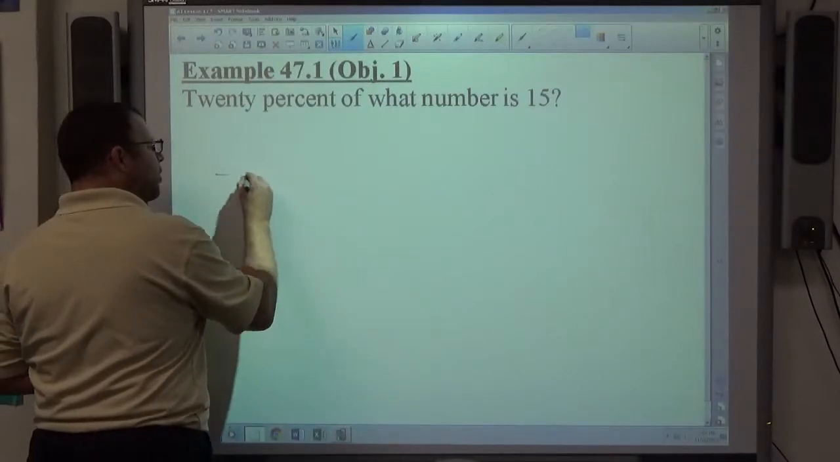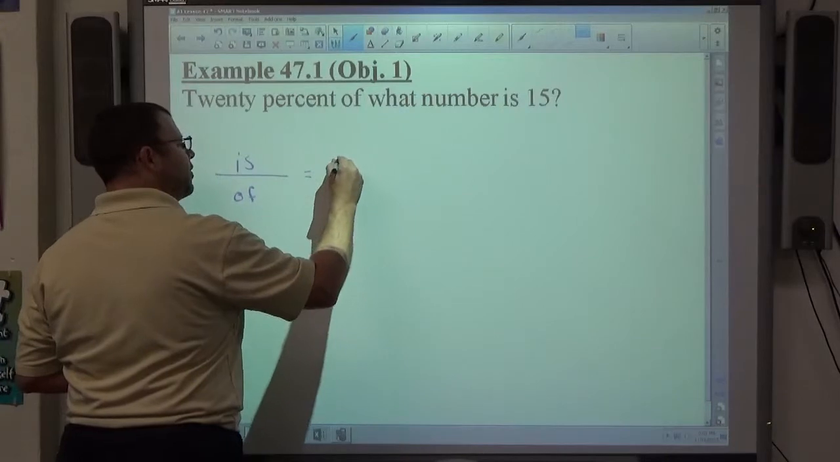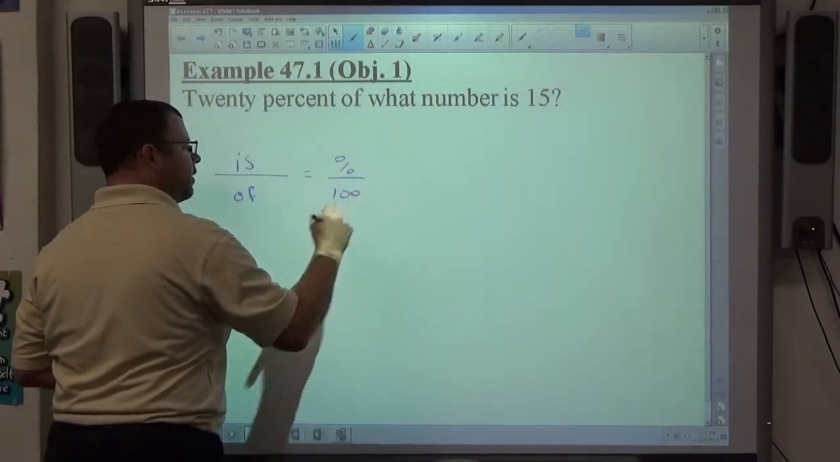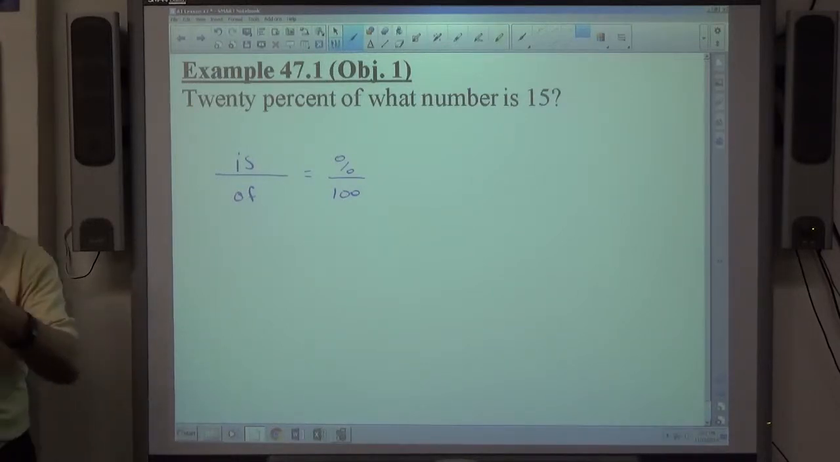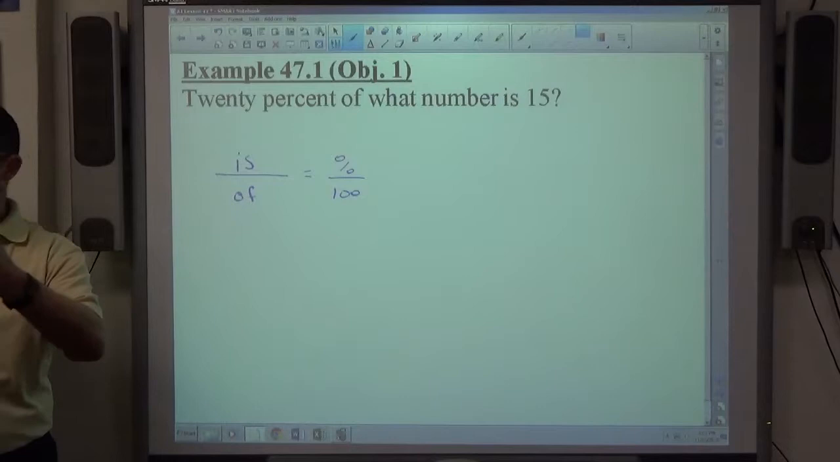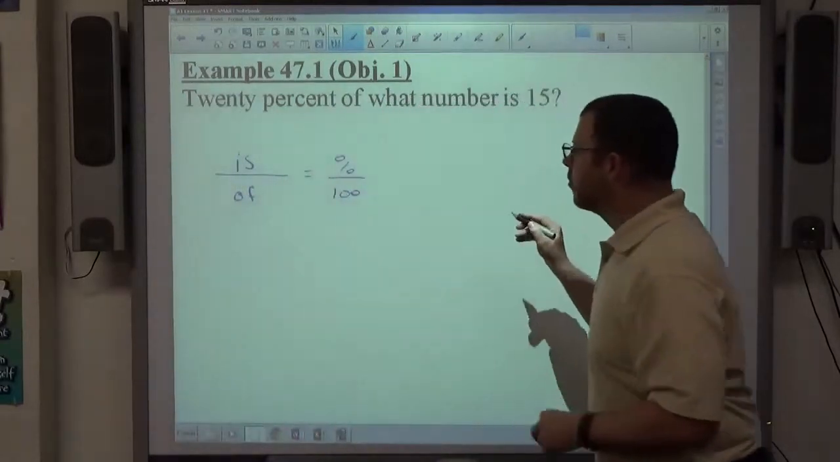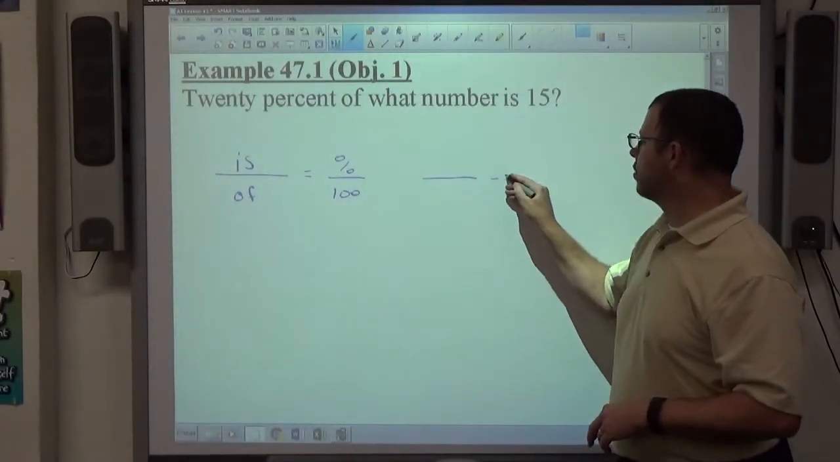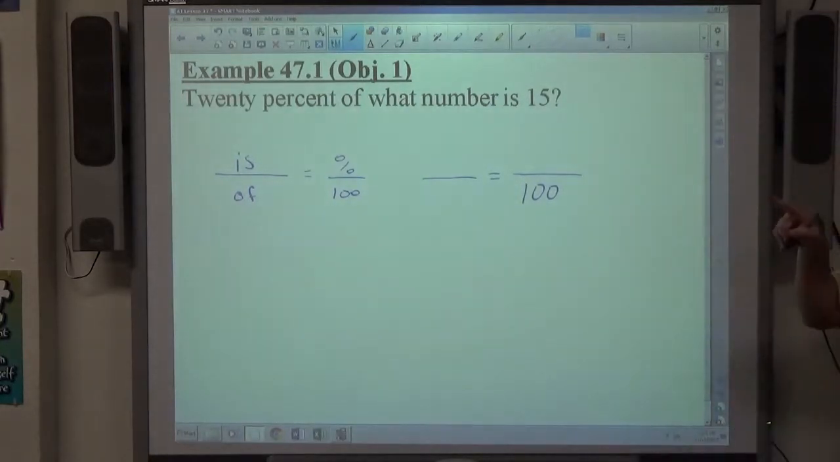The percent proportion looks like this: is over of equals percent over 100. That's your percent proportion. Anytime you see a percent sentence problem, some percent of something is something, or some number is some percent of something, either one of those structures, that's what you're going to start off with. Before you put numbers in it, it looks like this: fraction bar equals fraction bar with 100 in the denominator. Okay? 100 is always 100. Everything else changes depending on the problem.